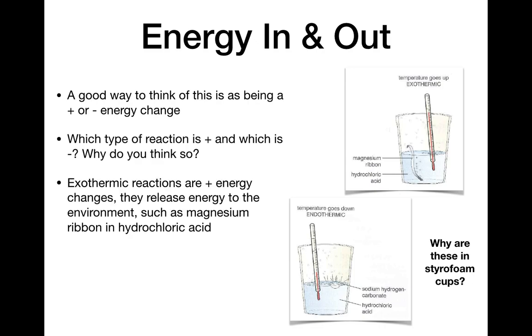Okay, they release it. A good example of an exothermic reaction is magnesium ribbon and hydrochloric acid. So here I have magnesium ribbon and HCl, and the temperature here is going to go down.